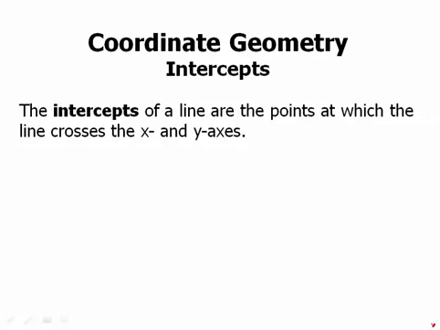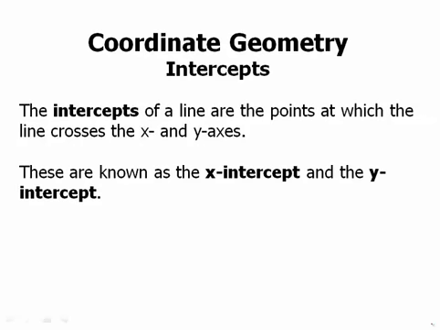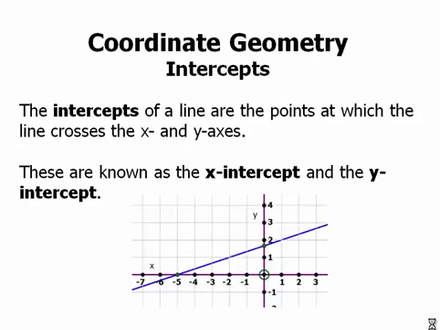Now we can talk about intercepts. The intercepts of a line are the points at which the line crosses the x and y axes. These are known specifically as the x-intercept and the y-intercept. So for example, this point right here would be the x-intercept, the place where the line crosses the x-axis. And this would be the y-intercept, the place where the line crosses the y-axis.